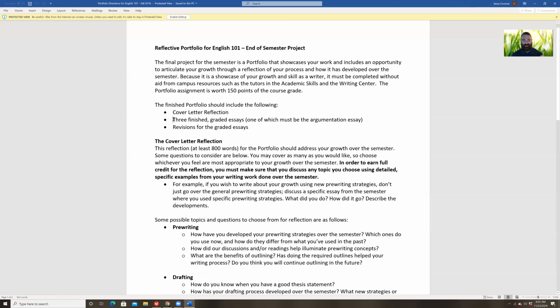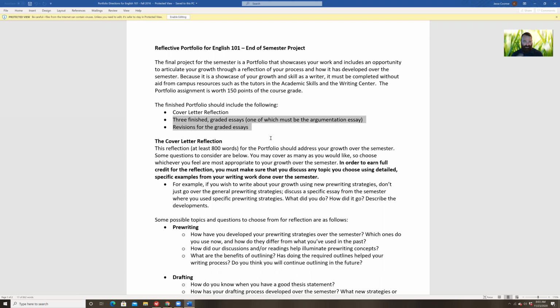The next thing is you're going to do 3 finished graded essays, basically 3 revisions. You don't have to hand in the graded essays to me. All you have to do is revise 3 of your essays this semester. One of those essays has to be your argumentative essay, so essay 4. What that means is that you get to choose 2 of the 3 first essays that we wrote. So the very first essay, essay 2 or essay 3, you get to choose 2 out of those 3. And then whenever I grade your essay 4, you're going to revise essay 4.